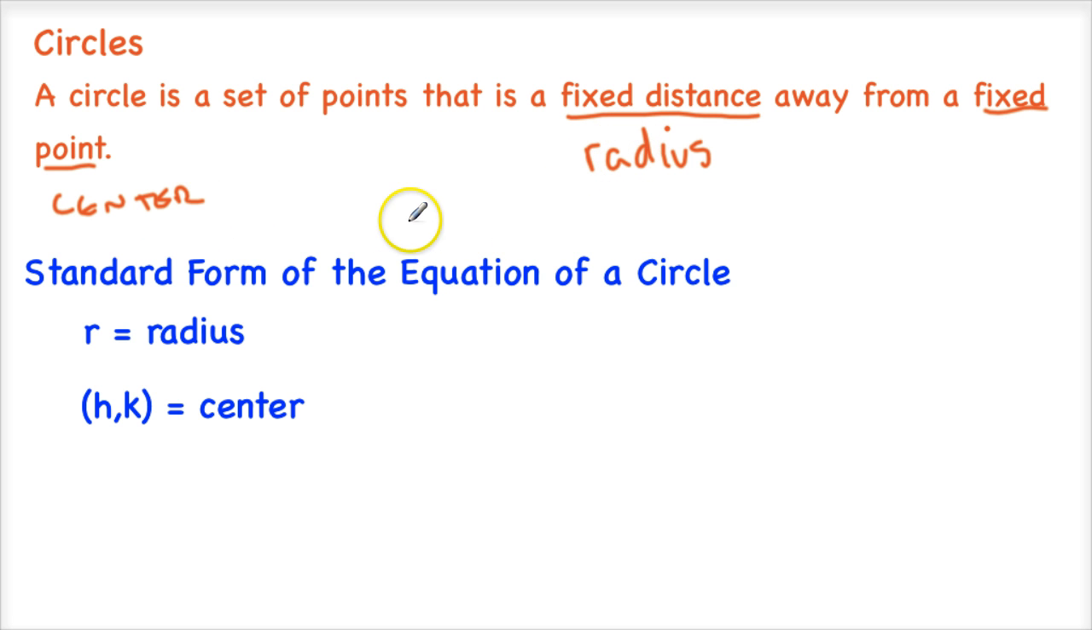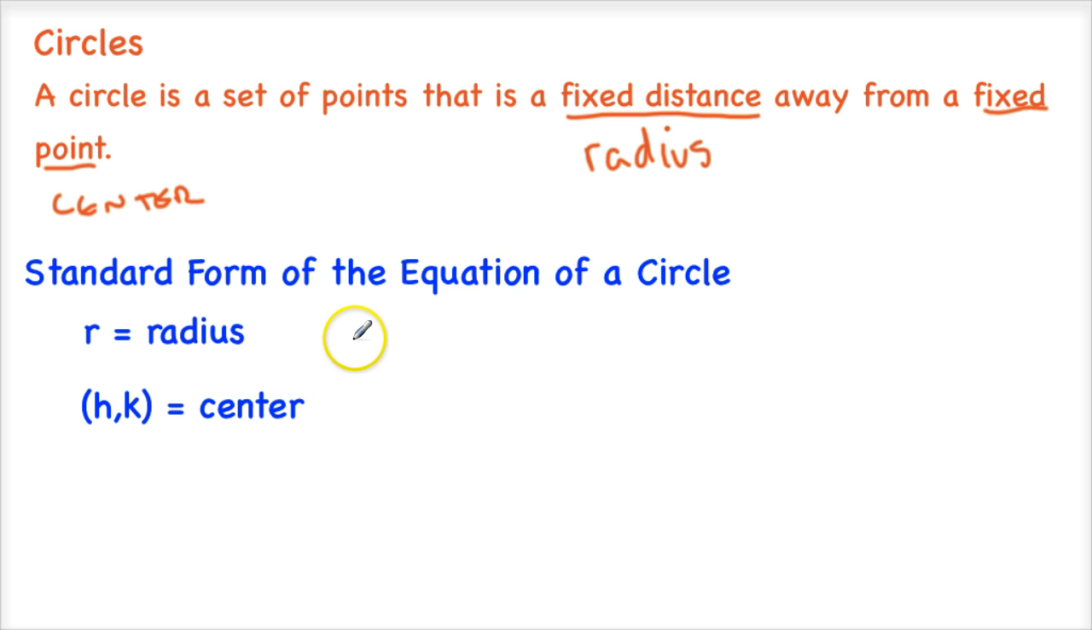And the reason for that is because the standard form of the equation of a circle uses the radius and the center. Just like we've been using with lines, where the slope and y-intercept have always been helpful because once we have those two pieces of information, it's easy to graph. Same thing with a circle. If we have the radius and the center, then it's easy to graph.